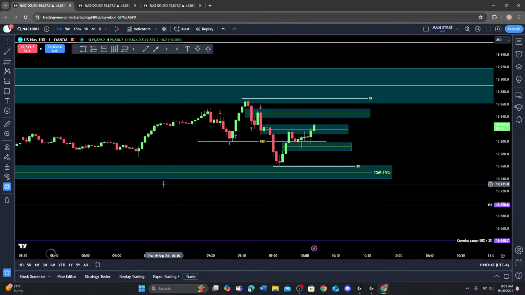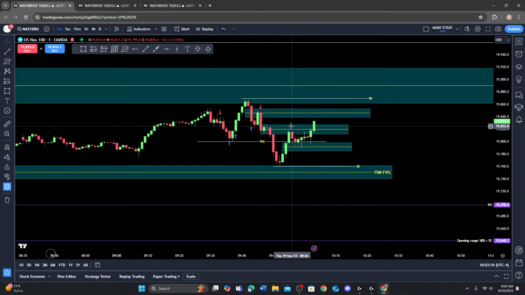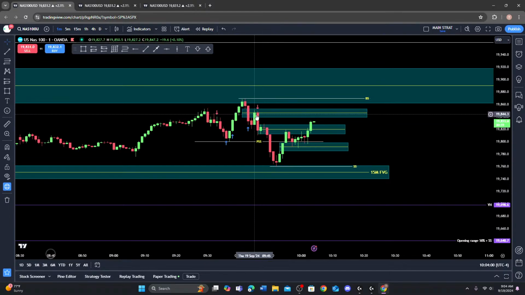All right, I'm back. So it looks like we went ahead and pushed through that order block here. See what it does with this fair value gap. It's already been traded into here, so we're just kind of gonna wait and see what happens.